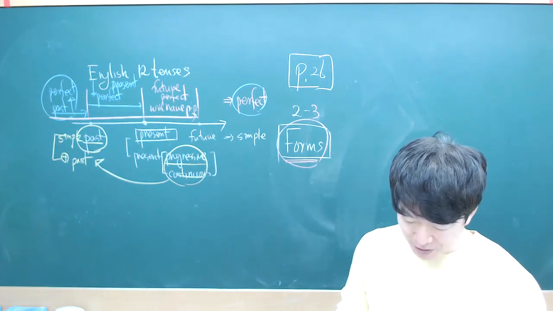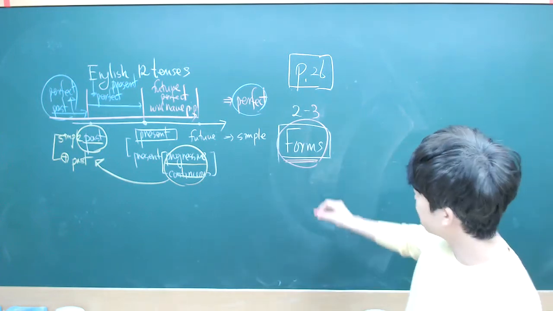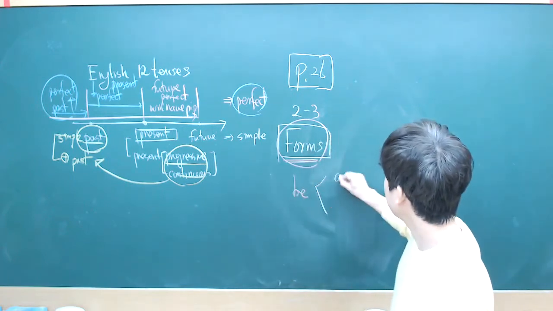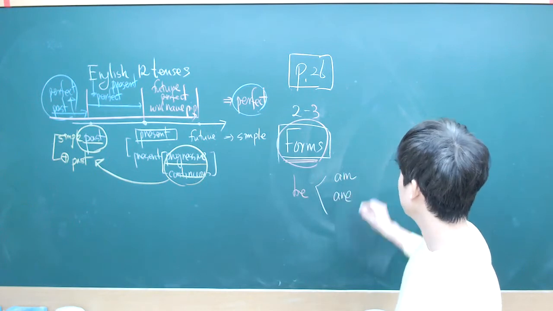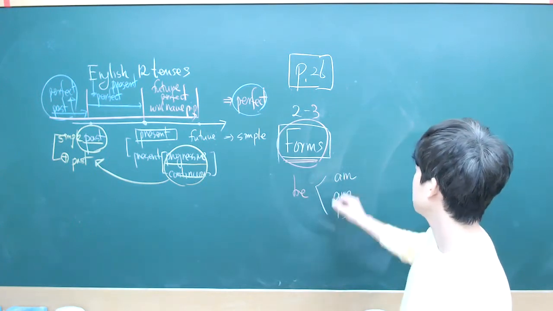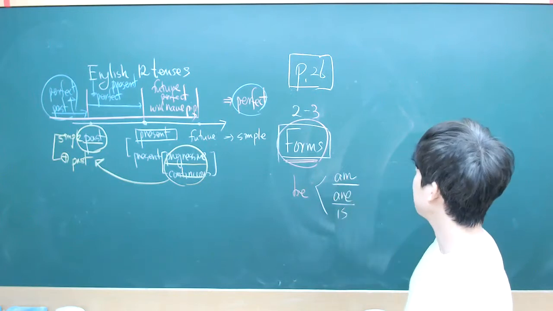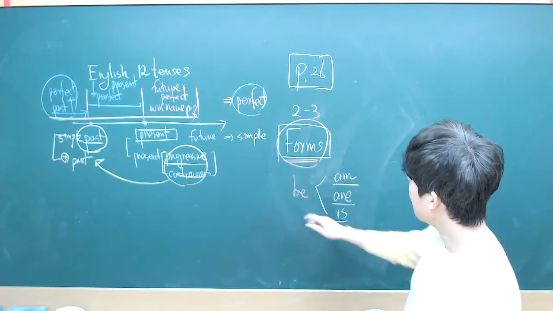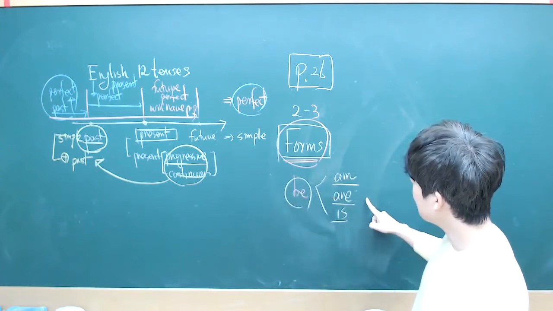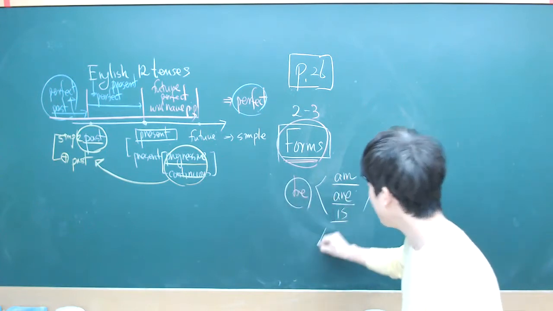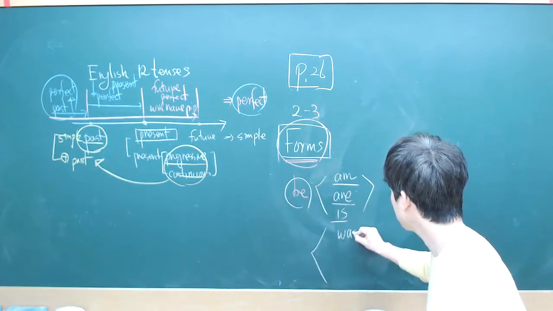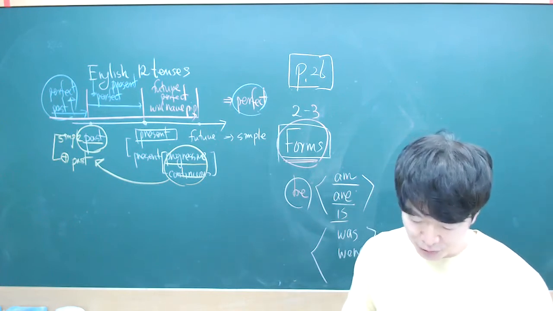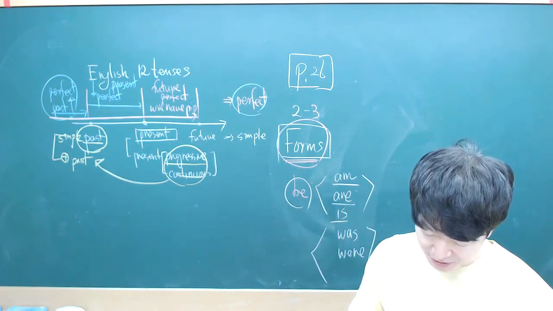2-3 forms of the simple past be verb. Yes. You are, I am, he is, they are. These are the forms of the be verb for simple present. And yes, 2-3 forms of the simple past.